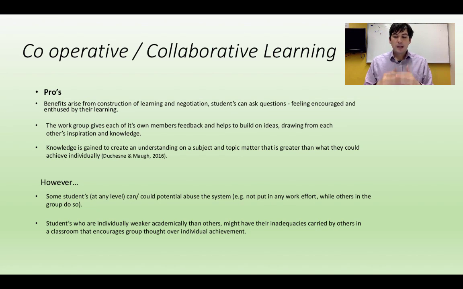of knowledge. Now, there are some drawbacks, and one being that the academic benchmark might not be achieved, say, compared to a direct instruction approach.